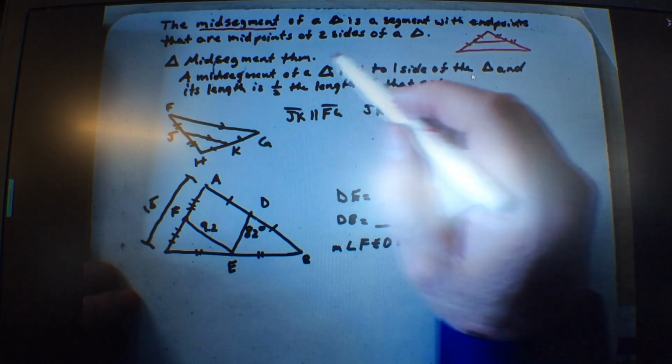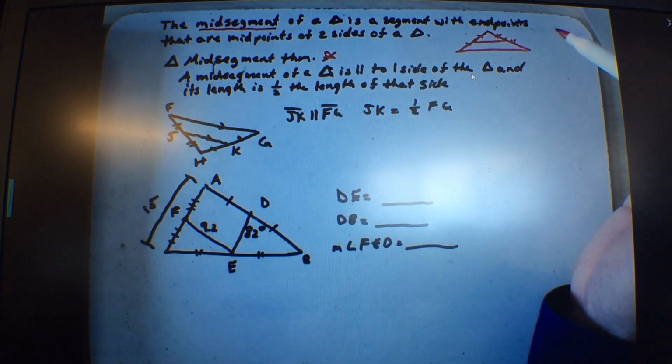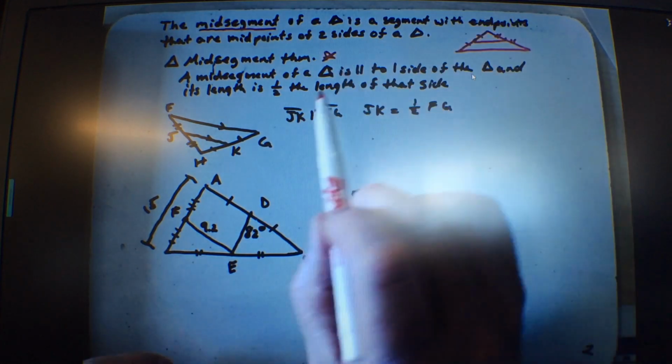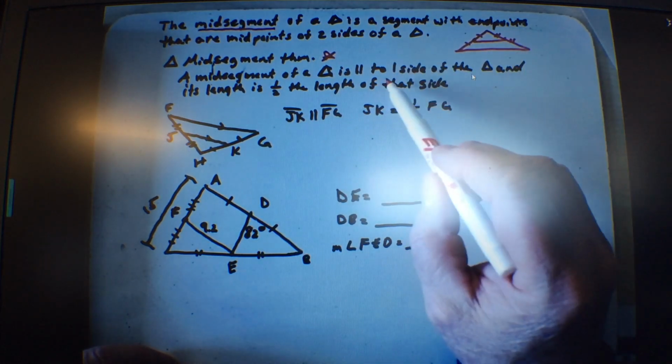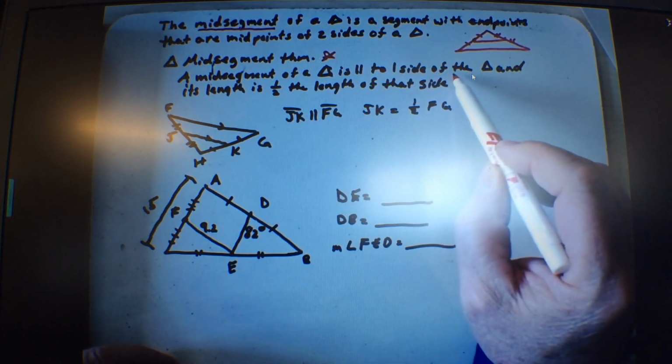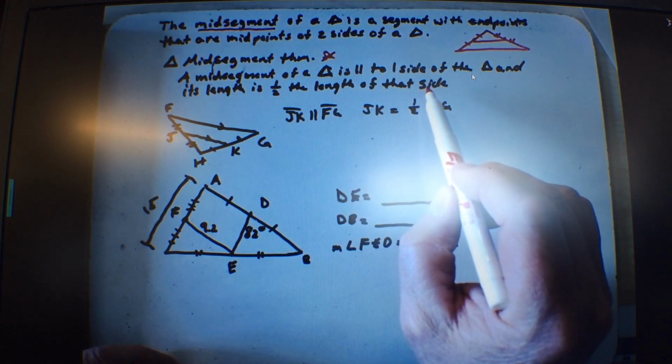Now, we have what we call the mid-segment theorem, which says that if I have a mid-segment of a triangle, it is parallel to the third side and is half the length of the third side.